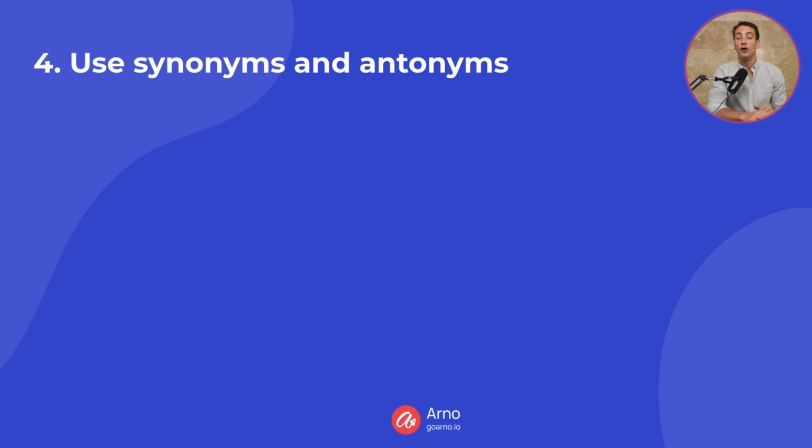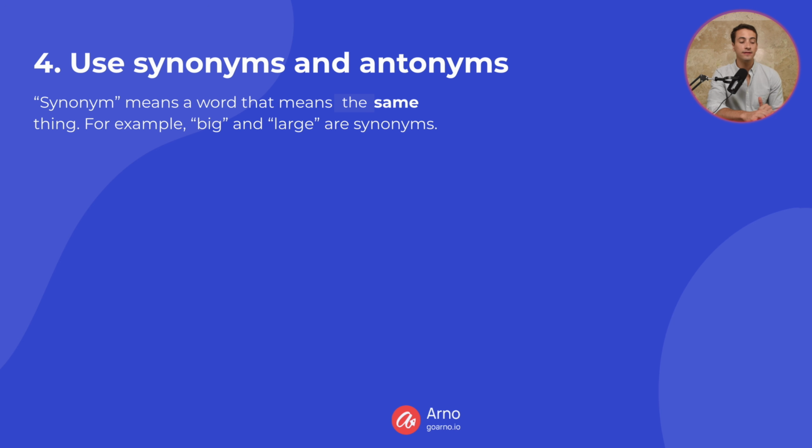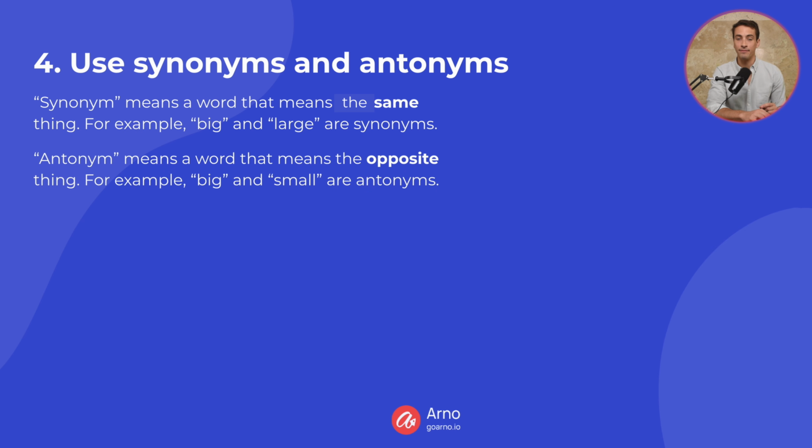Tip number 4, use synonyms and antonyms. A synonym means a word that means the same thing. For example, big and large are synonyms because they mean the same thing. An antonym means a word that means the opposite thing. For example, big and small are antonyms because they mean opposite things. In your response, you can use synonyms and antonyms to use more advanced vocabulary.